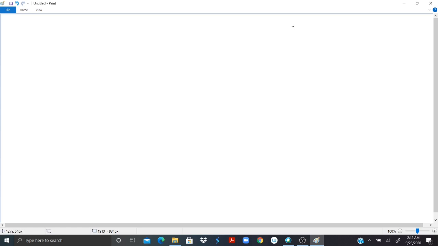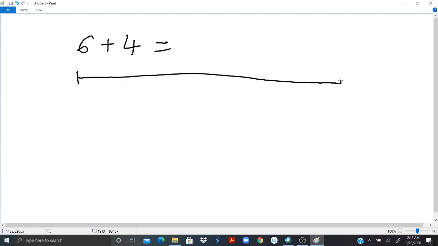So let's add now 6 and 4. You can pause the video and try to solve it. What do you get? Okay, let's see it together. We are going to use the number line to solve it. So I start my number line with my arrow pointing right there. The first number here is 0, and I'm adding 4 to 6. So I will be counting 0, 1, 2, 3, 4, 5, 6 right there.